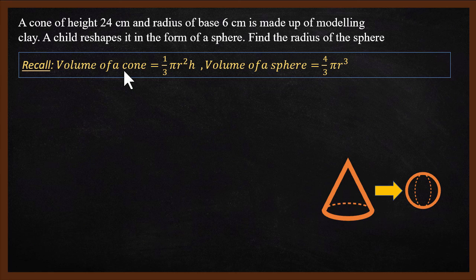Since it's a volume problem, we need to know the volume formula for cone and sphere. What's the volume formula for cone? It is 1 by 3 pi r square h. What's the volume formula for sphere? It is 4 by 3 pi r cube.